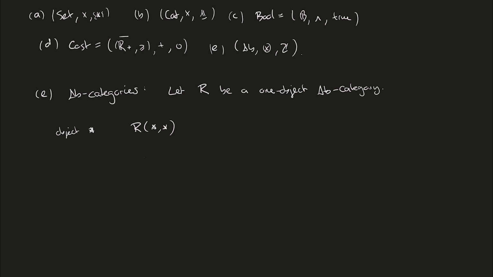Further, we need just a single composition map, which I'll just denote M, that goes from R star star tensor, and this tensor product of abelian groups, to R star star, like so. And finally, we need the identity on star, which is going to be a group homomorphism from Z to R star star.